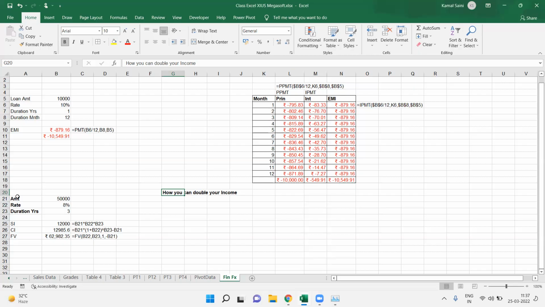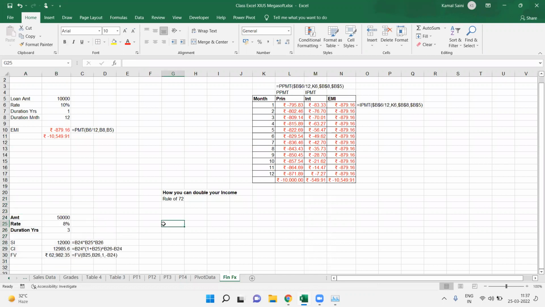double your input. There is a concept of rule of 72. Now, what does this concept mean to you? So if you multiply your rate with the duration, if that value is equivalent to 72, then your amount gets doubled.